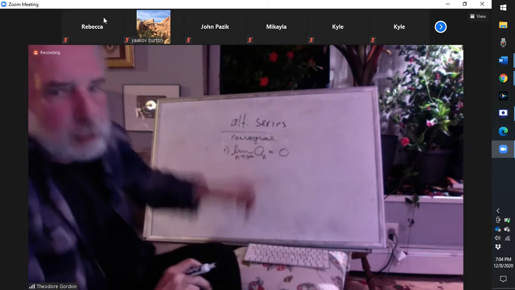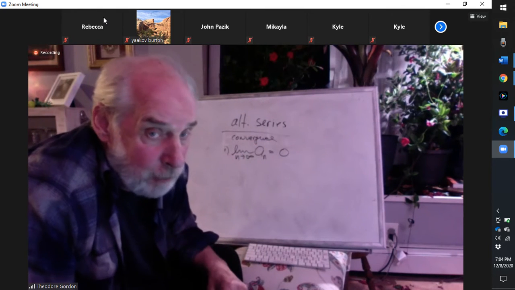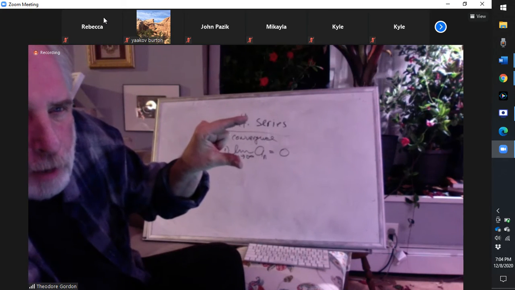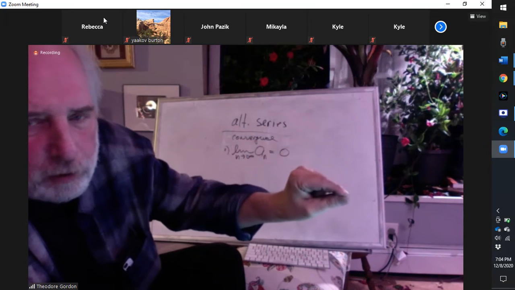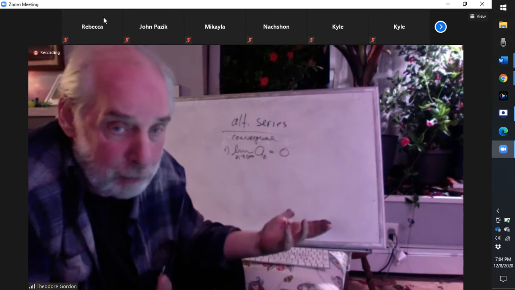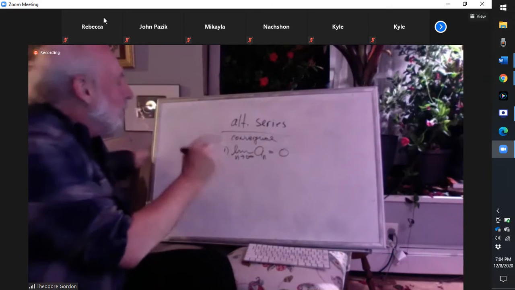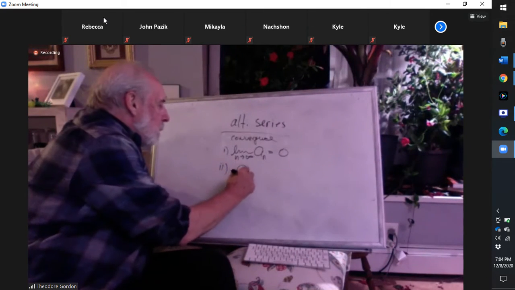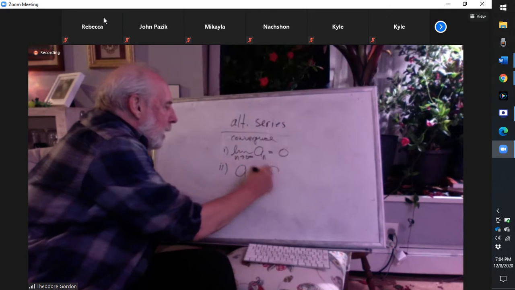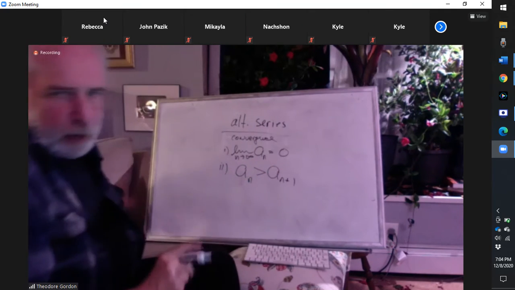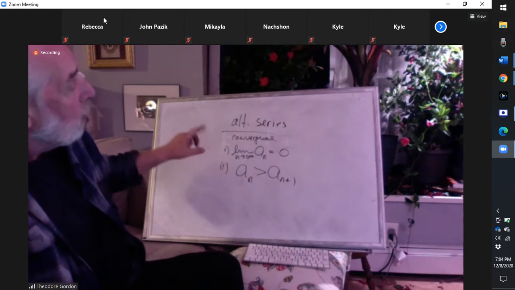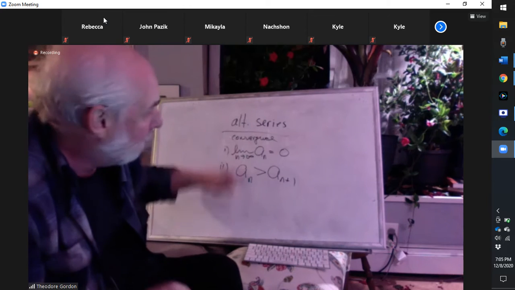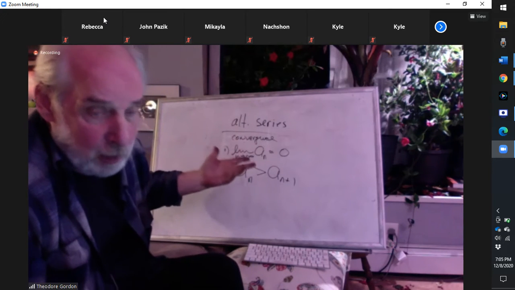the terms have to go to 0, but that's true for any converging series. That's the nth term test. If you're adding up an infinite number of numbers, they have to get so small they turn into 0. Otherwise, you're going to just keep getting bigger and bigger. The second thing is the terms, this term has to be bigger than the one that comes right after it. If your alternating series does both of these things, you converge. If it doesn't do one of those, you diverge.